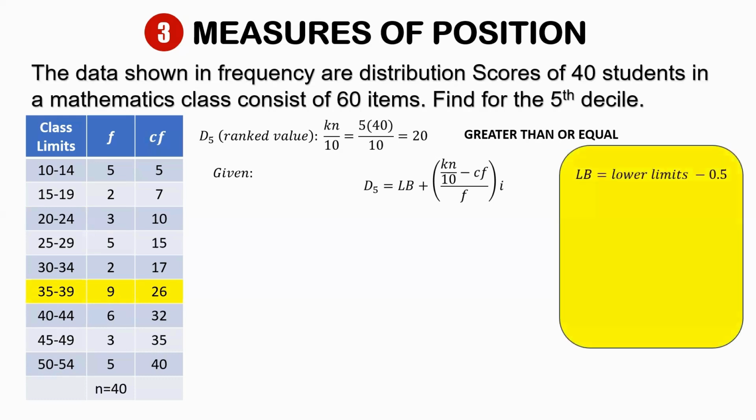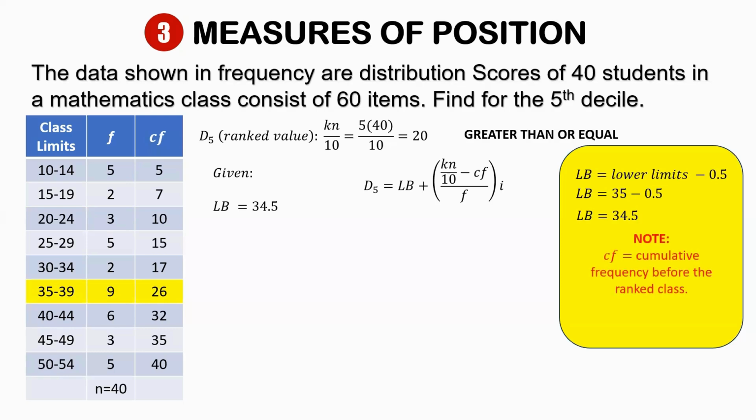Okay, so let's take a look for the lower boundary. Remember, the lower boundary is equal to the lower limit minus 0.5. What will be the lower limit in this row? That is 35. So 35 minus 0.5 for us to find the lower boundary is equal to 34.5. Therefore, the lower boundary in this given data set is 34.5.